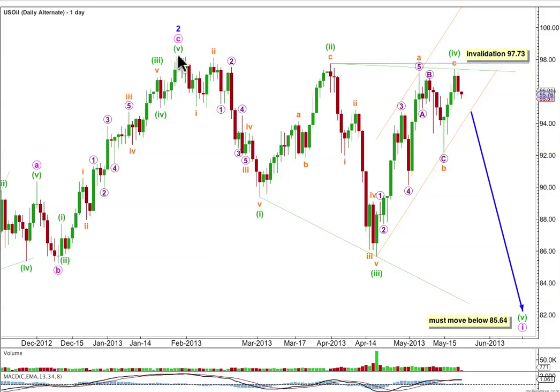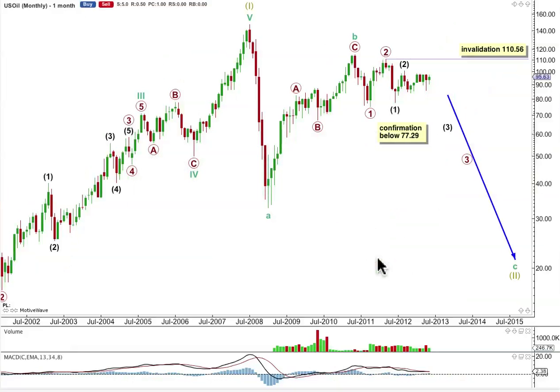It's very likely that price will make a new high above this point here. For this alternate, if price does not move above 97.73 and we see a clear channel breach indicating a trend change, then we must see movement below 85.64, that's this low here, because for a leading diagonal the fifth wave may not be truncated. Let's have a quick look at the monthly chart on motive wave.